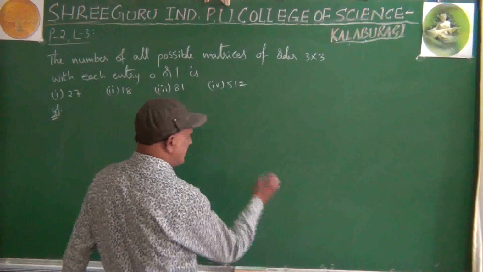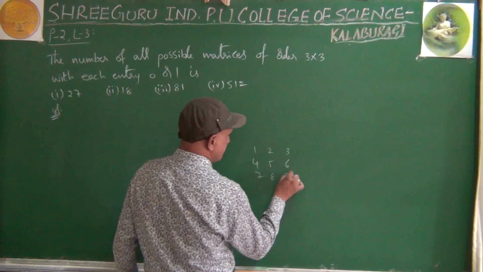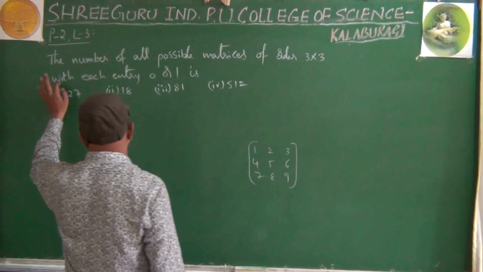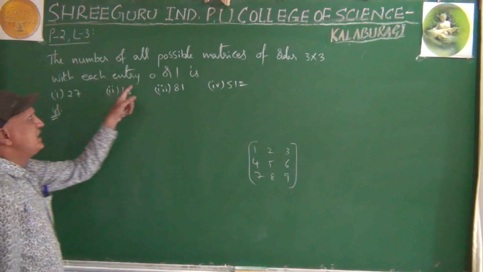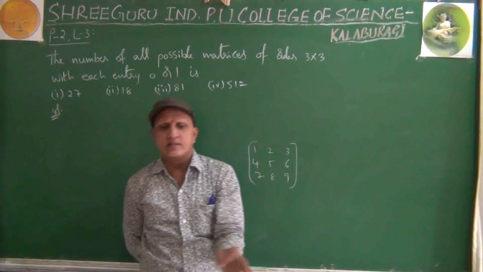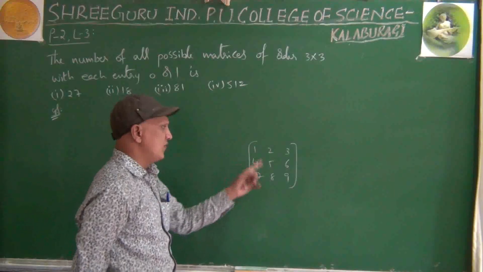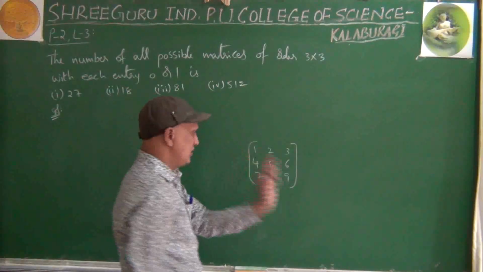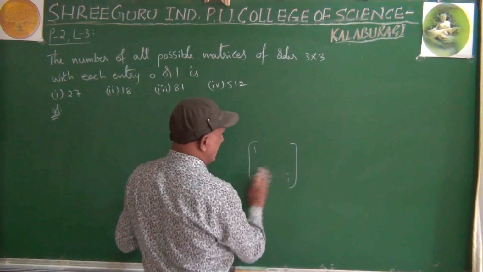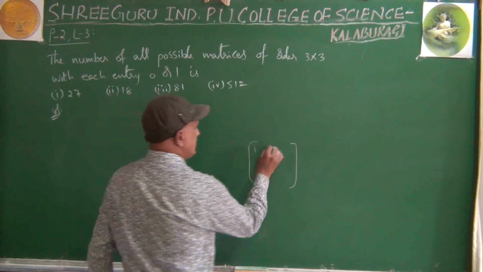All possible 3 by 3 matrices means, may I write the matrix like this? They mentioned very specially with each entry as 0 or 1. Means 2 should not be there. 3, 4, 5, 6, 7, 8, 9 should not be there. Only 0 or 1. Other than 0 and 1, we should not write any element.